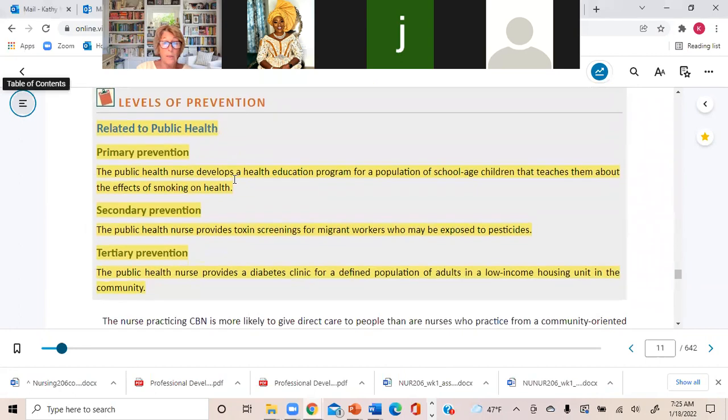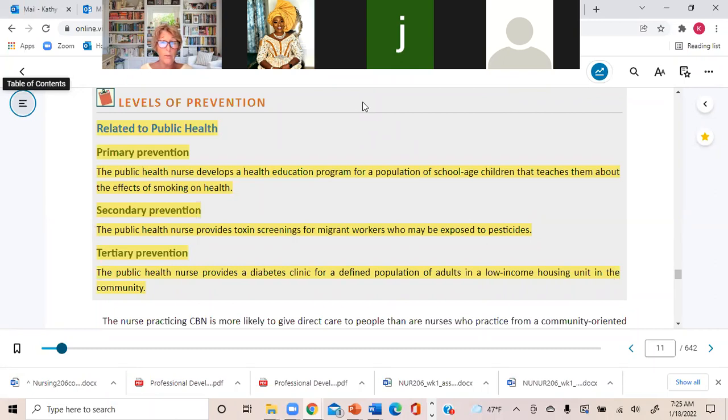Okay, this is the first chapter related to levels of prevention. We talked about this last week. In every chapter, you're going to have levels of prevention, and the topic of the chapter will determine what the levels of prevention are. So this chapter, we're talking about public health. So these are levels of prevention related to public health: primary prevention, secondary, and tertiary.